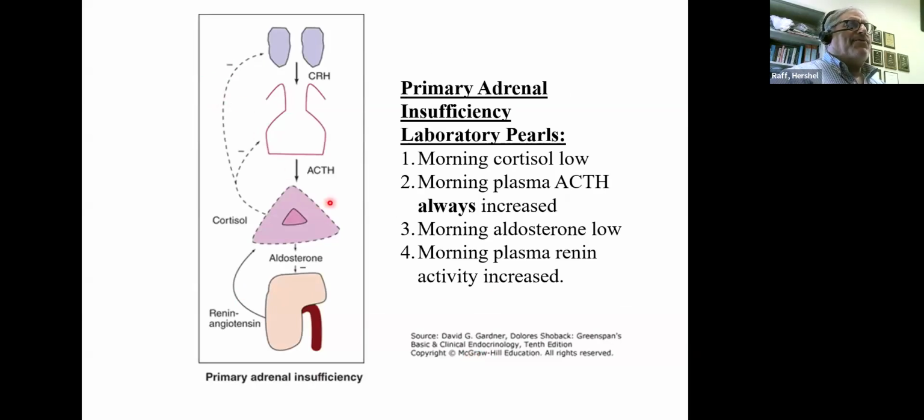So here's primary adrenal insufficiency. Morning cortisol is low because you've destroyed the adrenal cortex. Morning plasma ACTH is always increased because of the loss of negative feedback. You've taken your foot off the brake, basically, and the car's just running away. Morning aldosterone is low because you lose zona glomerulosa function, and morning plasma renin activity is increased because of the loss of aldosterone.